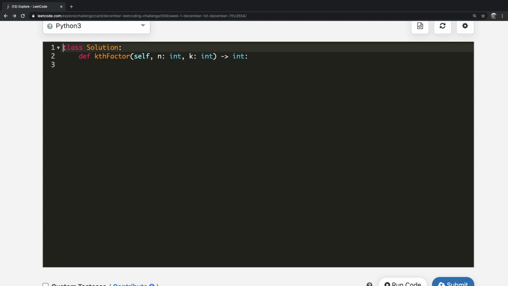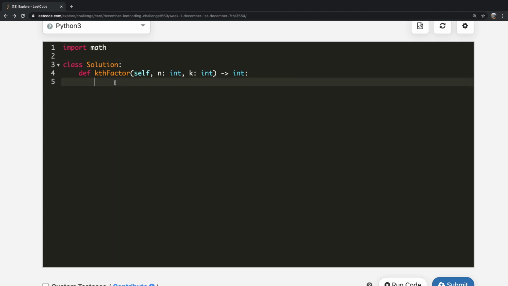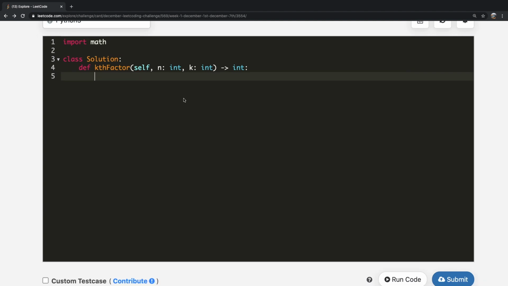Okay, so one thing I'm going to do over here is import math because we want to find the square root. So I'm importing math up top. Now let's go to our function. Let's start off by defining our 2 lists, which are big and small. They're both going to be empty lists in the beginning.